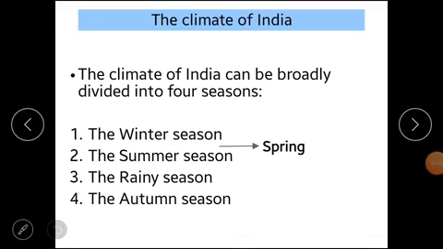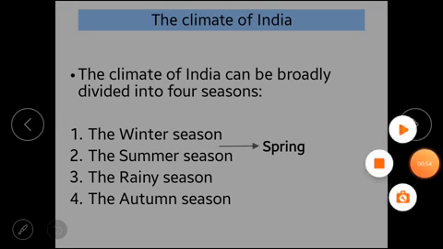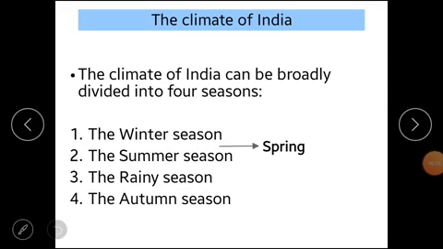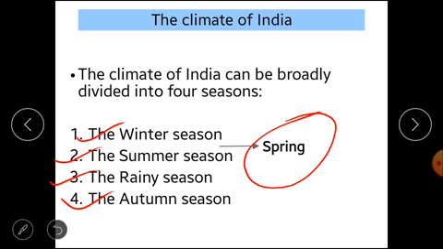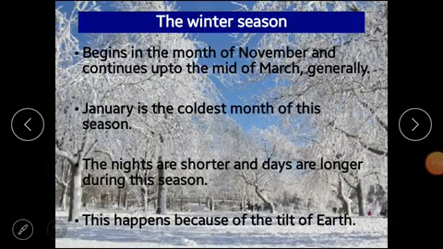The climate of India has been divided into 4 seasons, as you have learned previously: the winter season, the summer season, the rainy season, and the autumn season. There is a short season after winters and before summers, which is called spring season. We'll start with the first one, which is the winter season. The winter season starts in the month of November and continues up to mid-March generally.